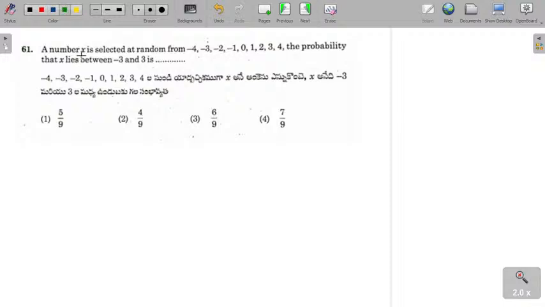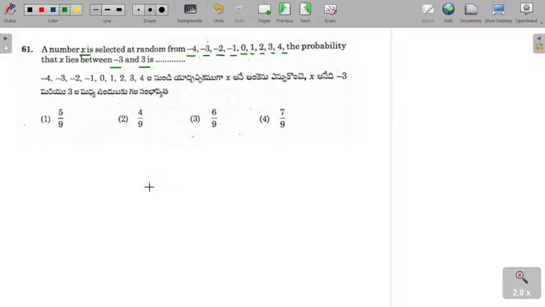A number x is selected at random from -4, -3, -2, -1, 0, 1, 2, 3, 4. The probability that x lies between -3 and 3. So first of all, a number x is selected at random from the set of numbers from -4 to 4. Then we need to find the probability that this x must lie between -3 and 3 only.